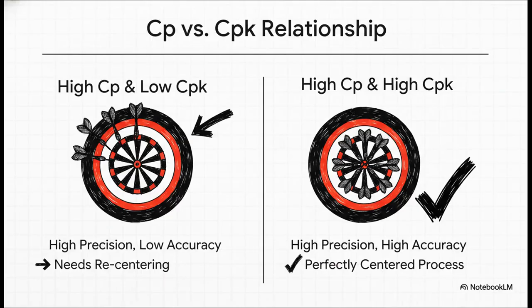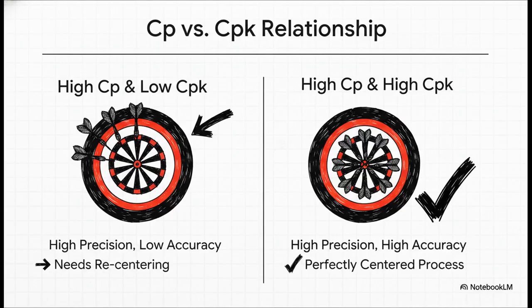And understanding these relationships is how you diagnose problems. First rule, CPK can never ever be larger than CP. If they're equal, perfect, your process is perfectly centered. But here's the most valuable insight. What if you have a high CP but a low CPK? That tells you something incredibly specific.